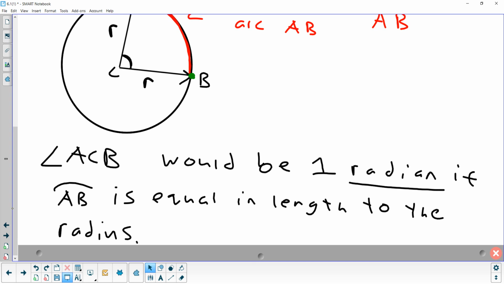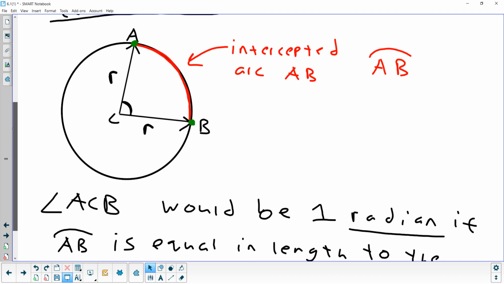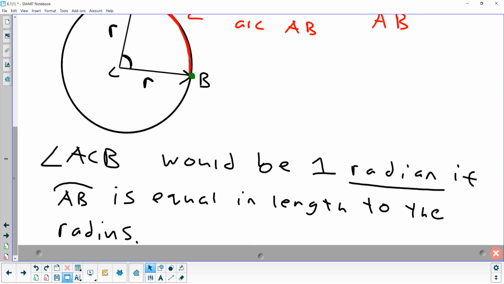All right, so any question on that idea? We're going to come back to that, I think either later this week or on Monday. But if you make an angle exactly 1 radian, then the length of the arc is exactly the same as the length of the radius. Okay, so that's important.